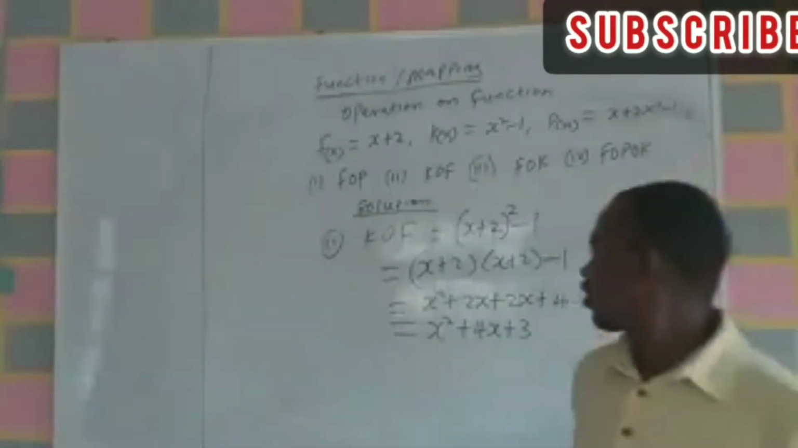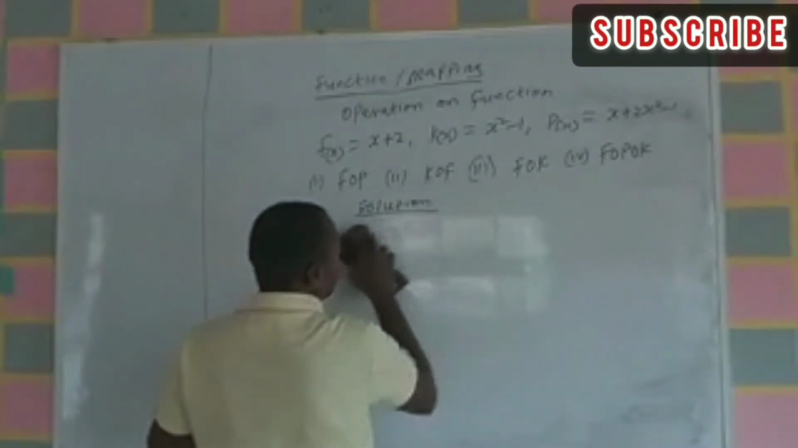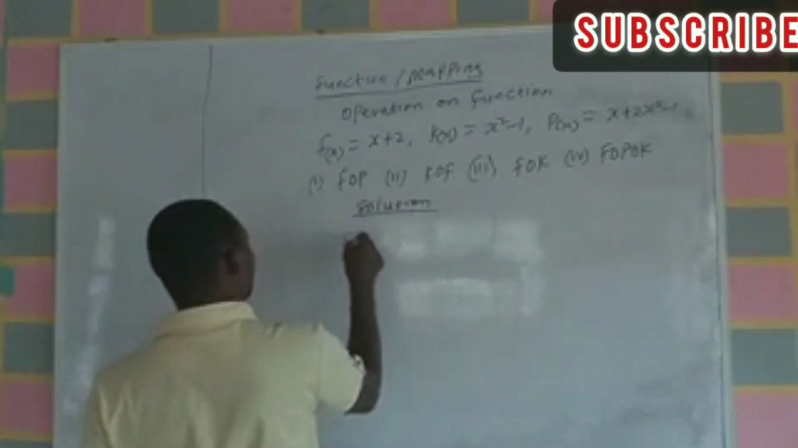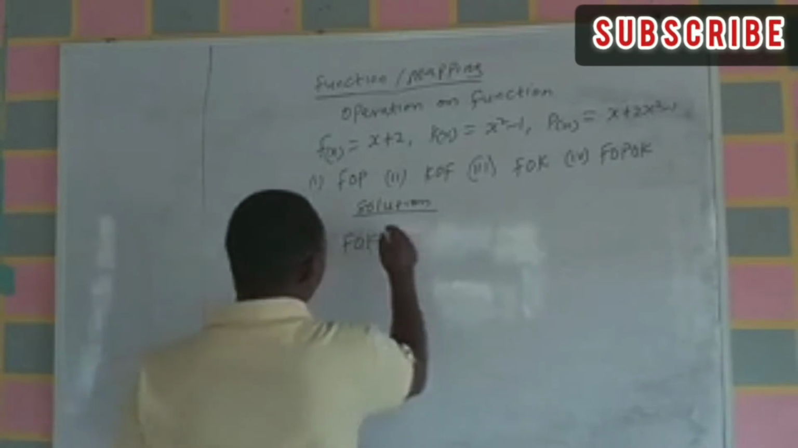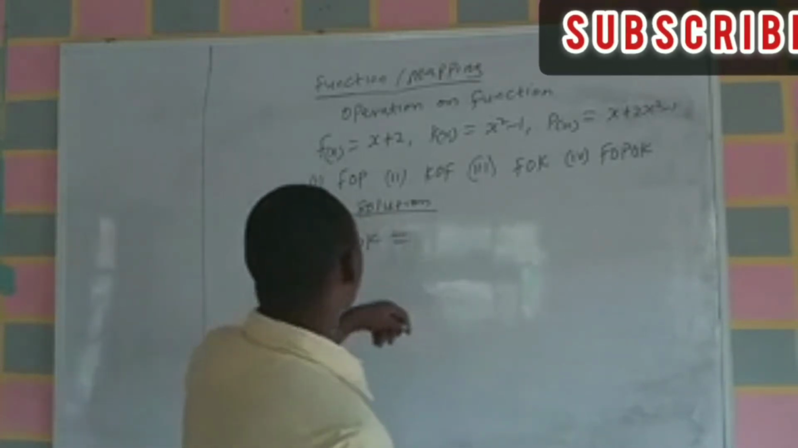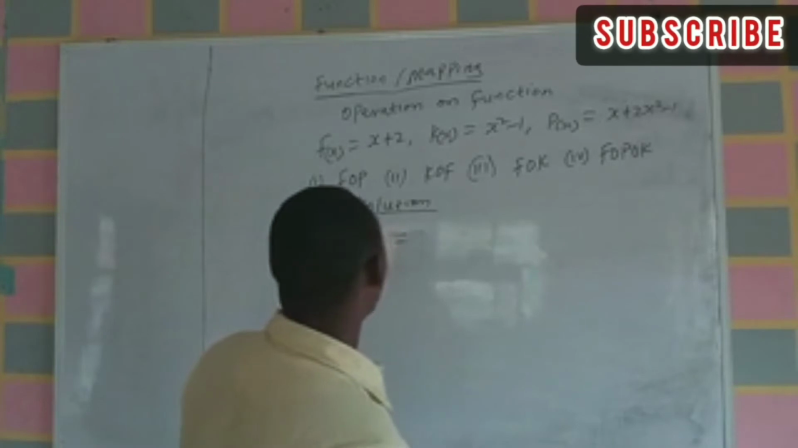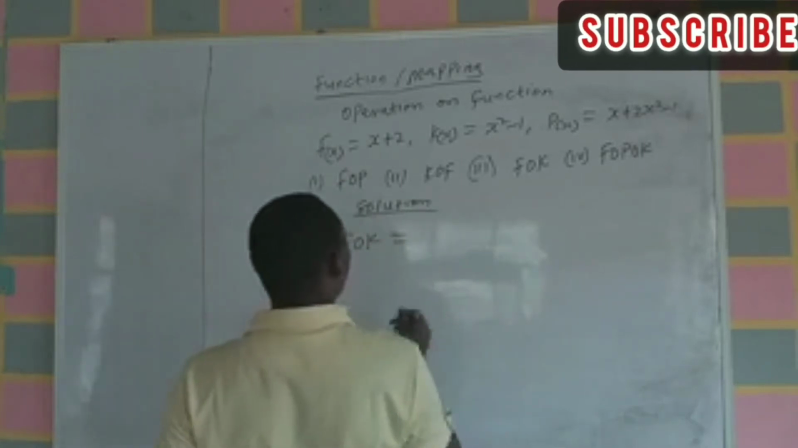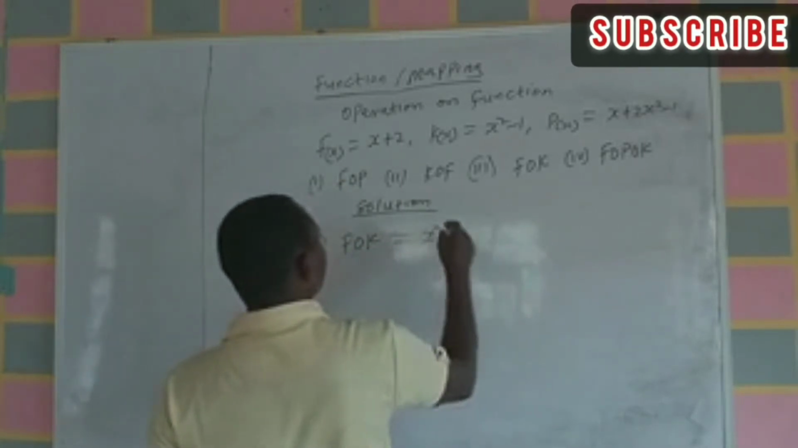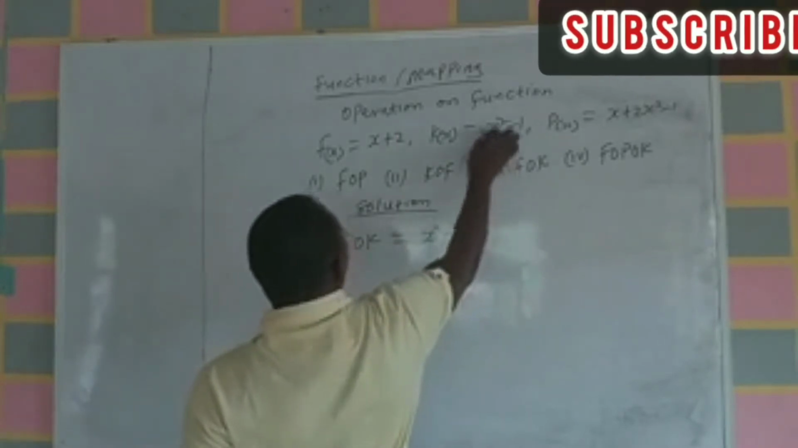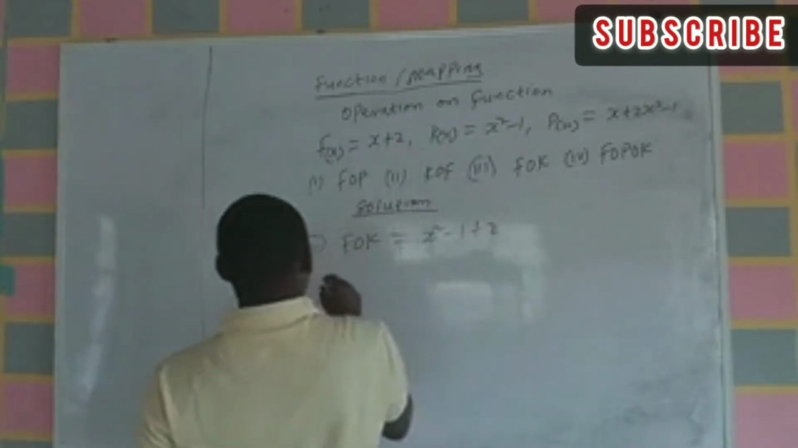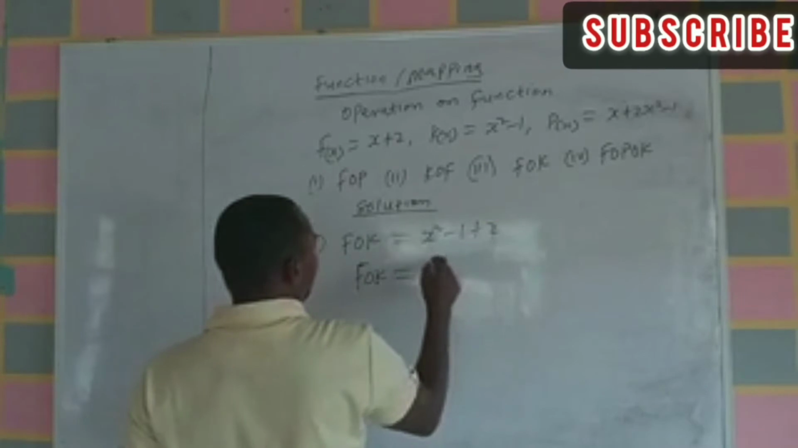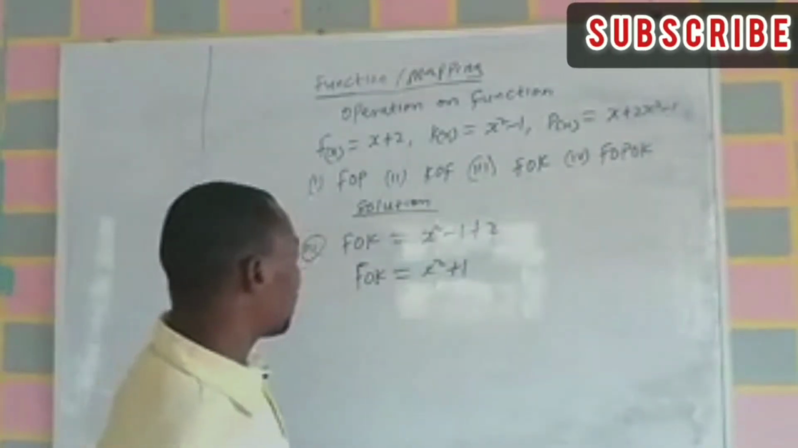So we will take the third question, which is F of K. We are going to pick K and substitute it for F. That means we have s squared minus 1, which is the x we are going to substitute here, plus 2. So F of K is equal to s squared plus 1.